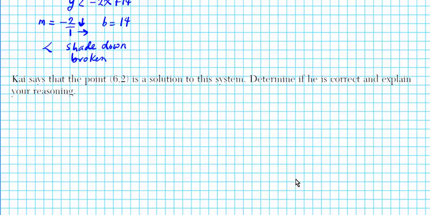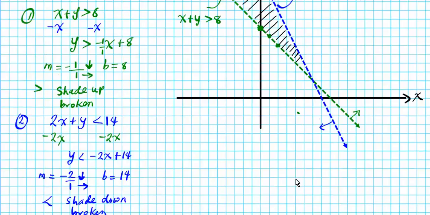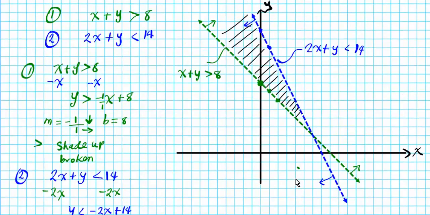Okay, now let's look at the second part of question 34. It says, Kai says that the point (6, 2) is a solution to this system. Determine if he's correct and explain your reasoning. All we just have to do is graph the point and see if it falls into the solution region. So let's graph the point (6, 2): 1, 2, 3, 4, 5, 6, and 1, 2, bam.